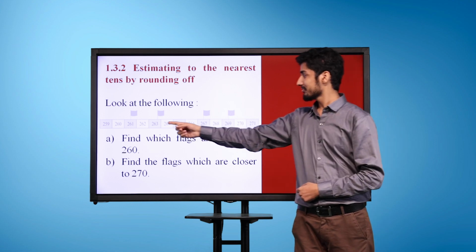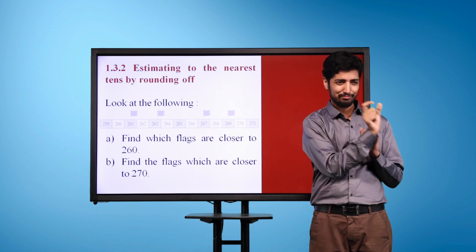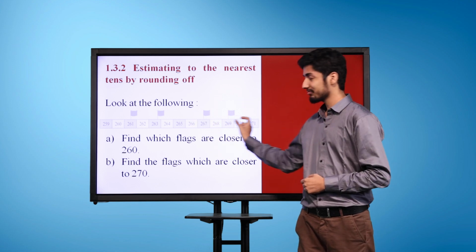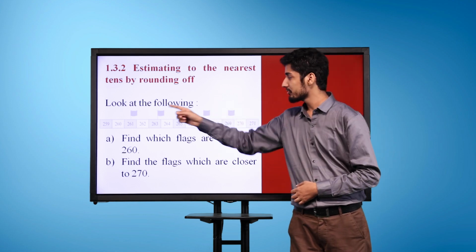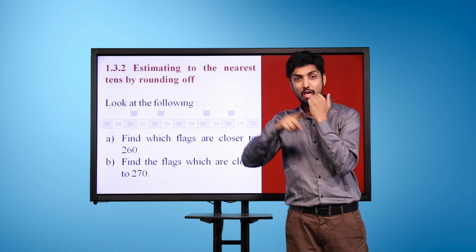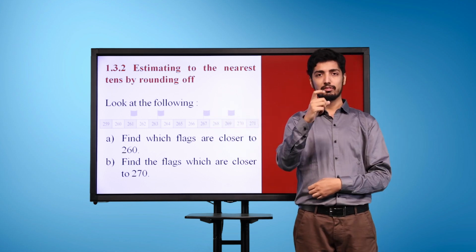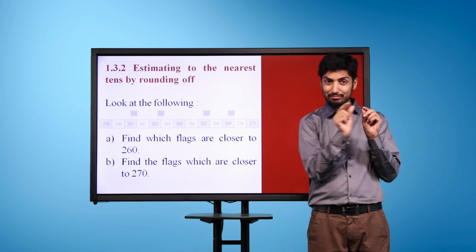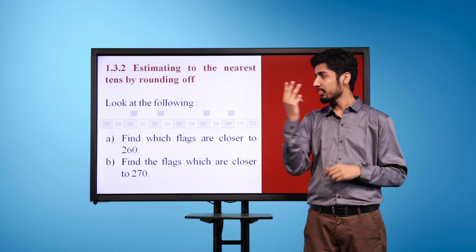Observe this. We have a row with many boxes, each with a 3-digit number. The numbers start from 259 and go all the way to 271. We have some colored flags on some of the numbers.